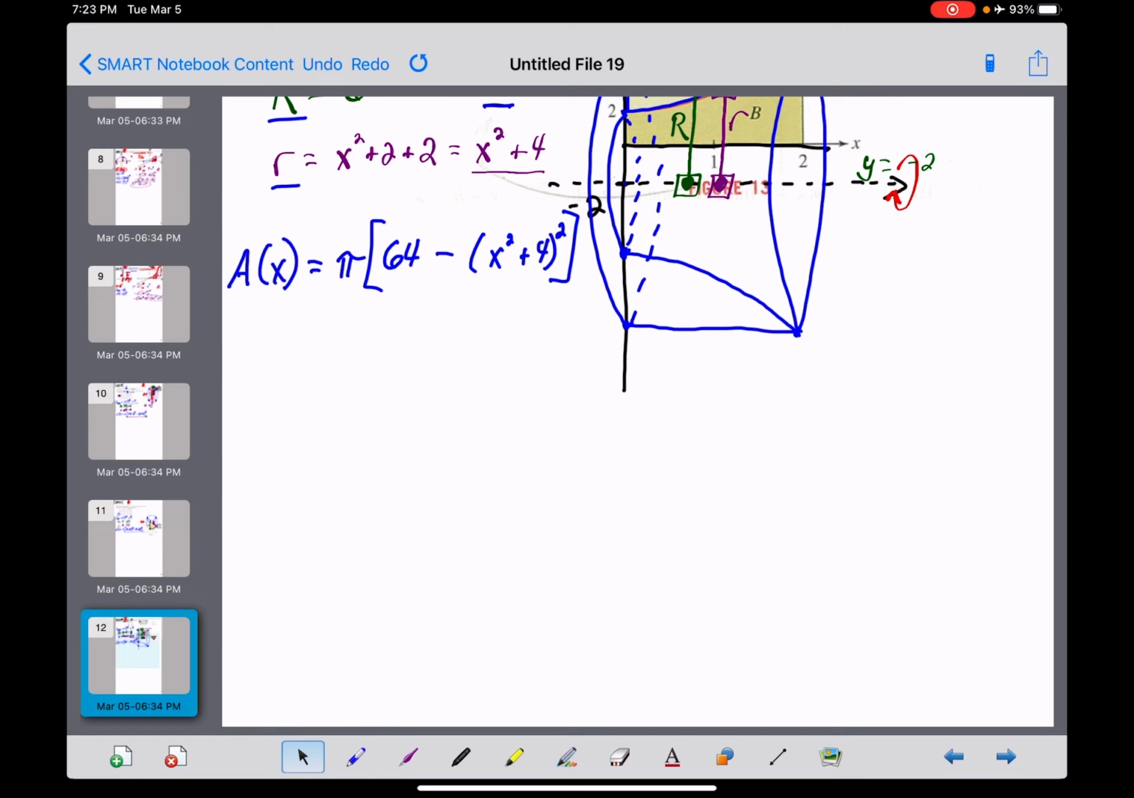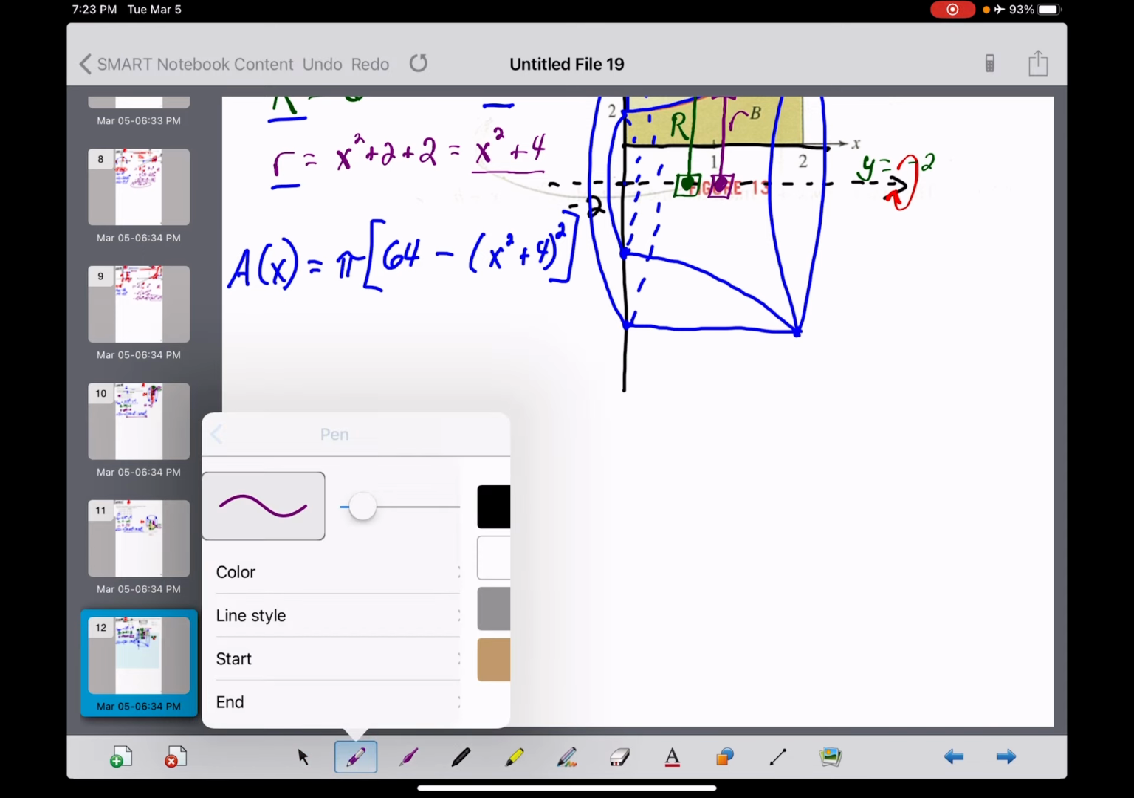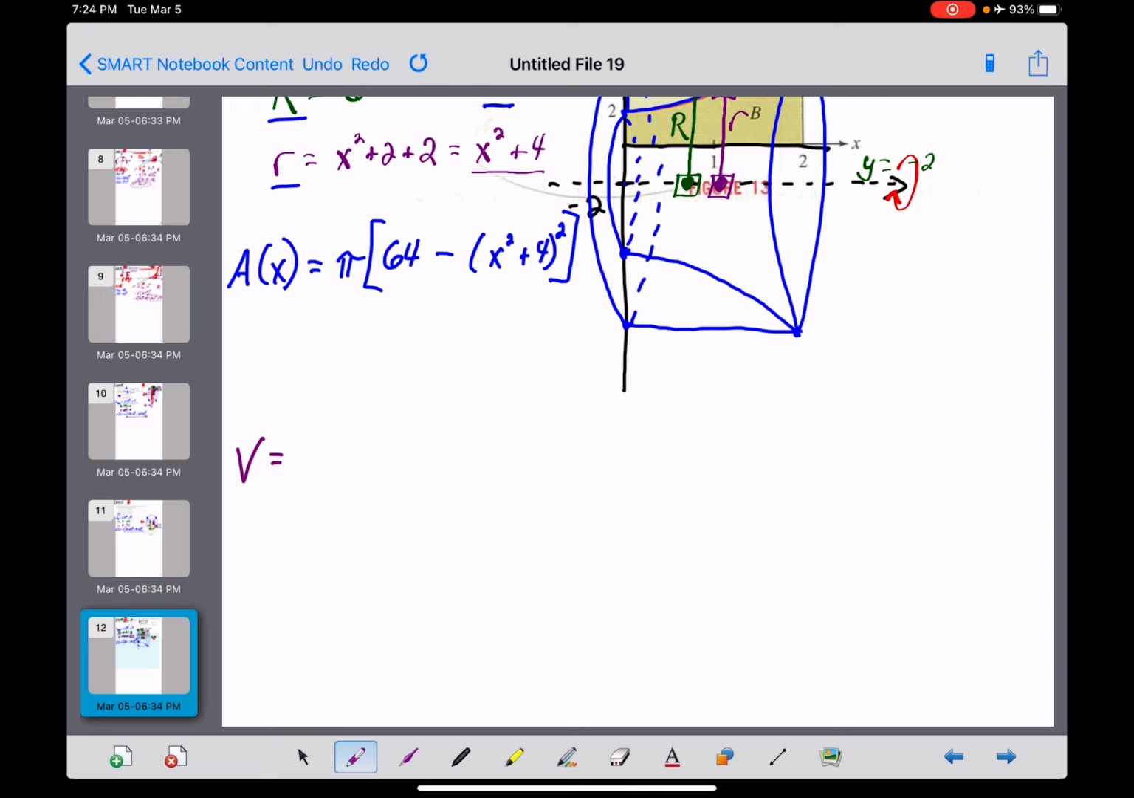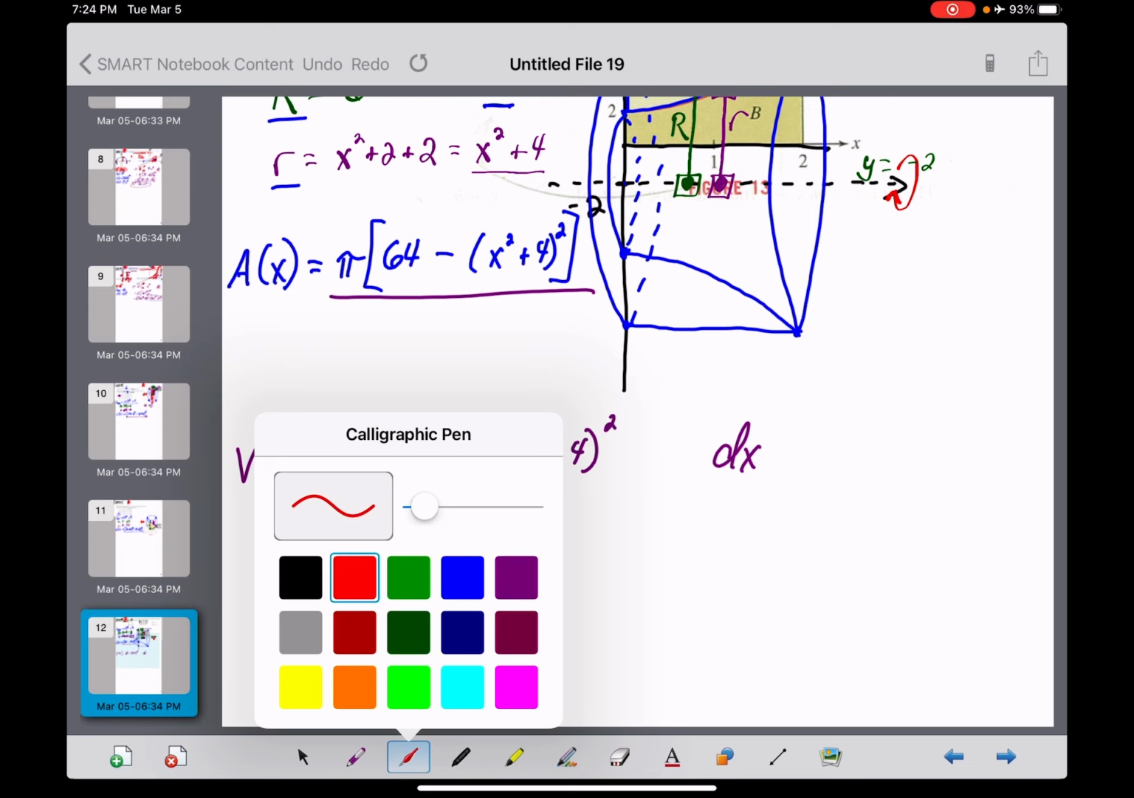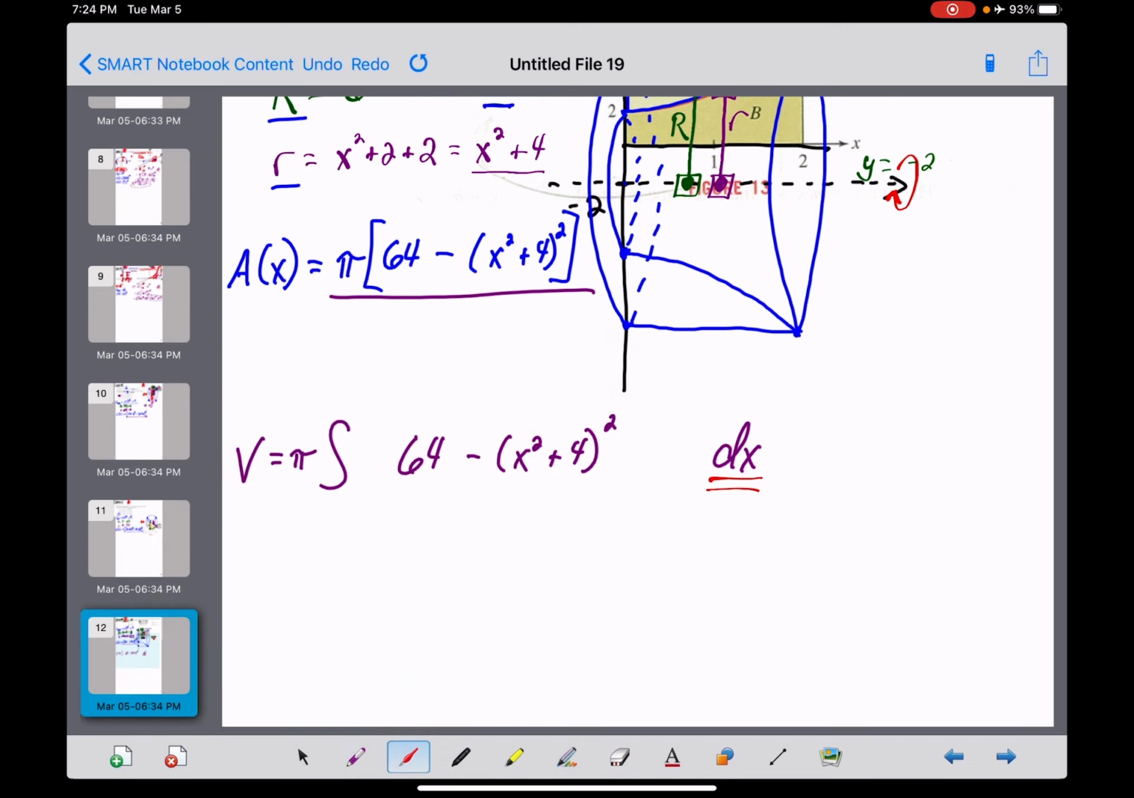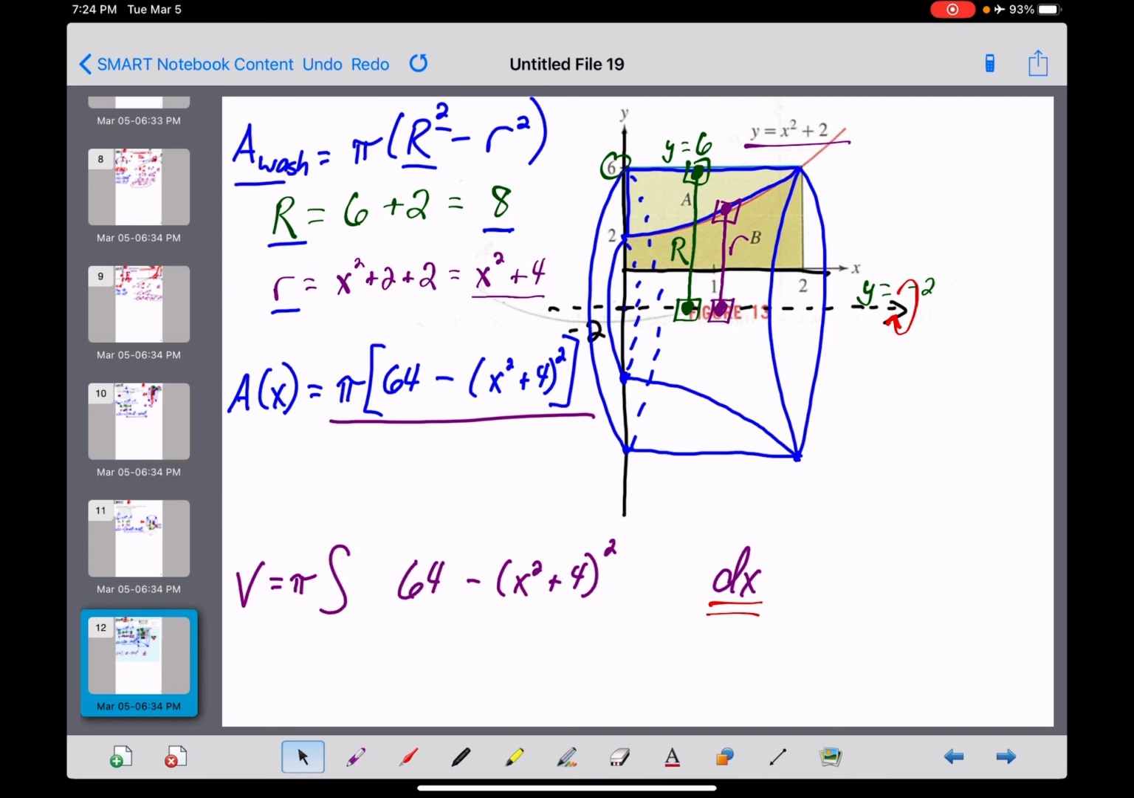Okay, so now that we know what A of x is, let's go ahead here and start doing our volume integral. Volume is a definite integral, we said a while ago, with respect to x of this A of x function. So I'm going to pull the pi all the way out in front, and I'm going to go with a 64 minus x squared plus 4 quantity squared, all taken with respect to x. Limits of integration here, everybody, would be the lowest and highest values of x in this region. Well, region A begins right here when x is 0, and it ends right over here where they told me x was 2.